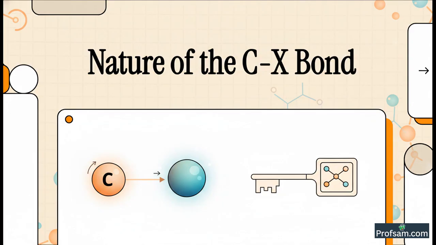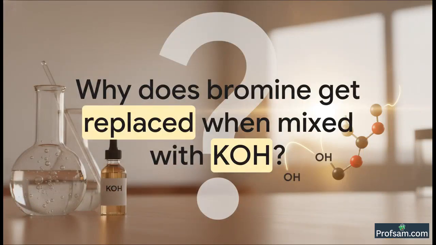Hello, students! Today, we're going to understand a very fundamental concept in organic chemistry. We'll be exploring the nature of the C-X bond, that is, the bond between a carbon atom and a halogen atom. Believe me, this single idea is the key that will unlock why haloalkanes react in the specific way that they do. So let's start with something you might have done in the lab.